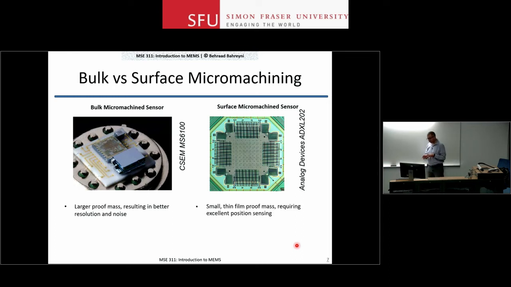However, when you do surface micromachining, usually your thin films are only a few microns thick. Therefore, your mass will be small, and therefore your delta X for a given acceleration is going to be small. But the issue here is that for a surface micromachine device, you have some additional benefits that I'm going to talk about in a second.